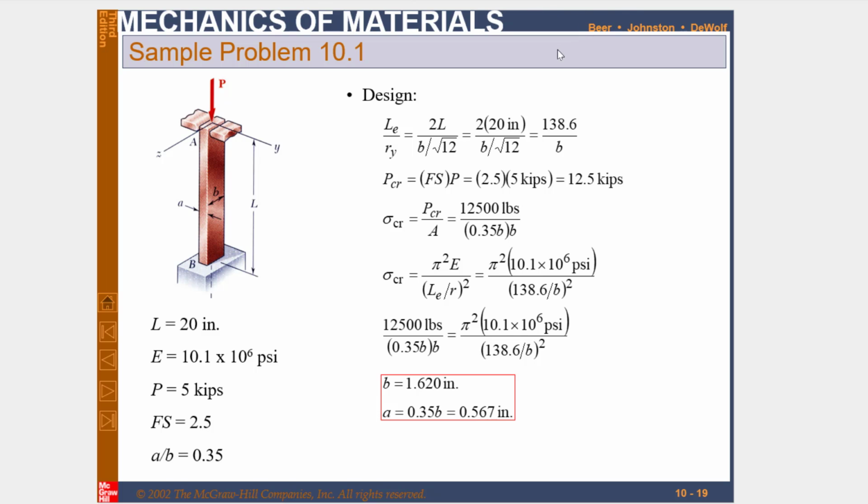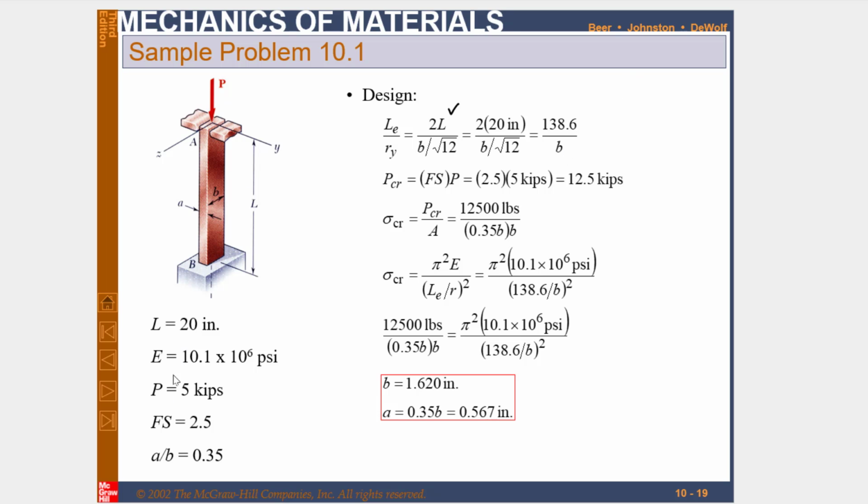Now as we discussed, the L over R ratio in both the planes should be equal, so you can take any one. Here we have taken LEY over RY, and its value is already 2L over B over under root 12. Now L is given, B is not available, clear? So you can calculate it. LE over RY, where RY is the radius of gyration about the y-axis, is equal to 138.6 divided by B.